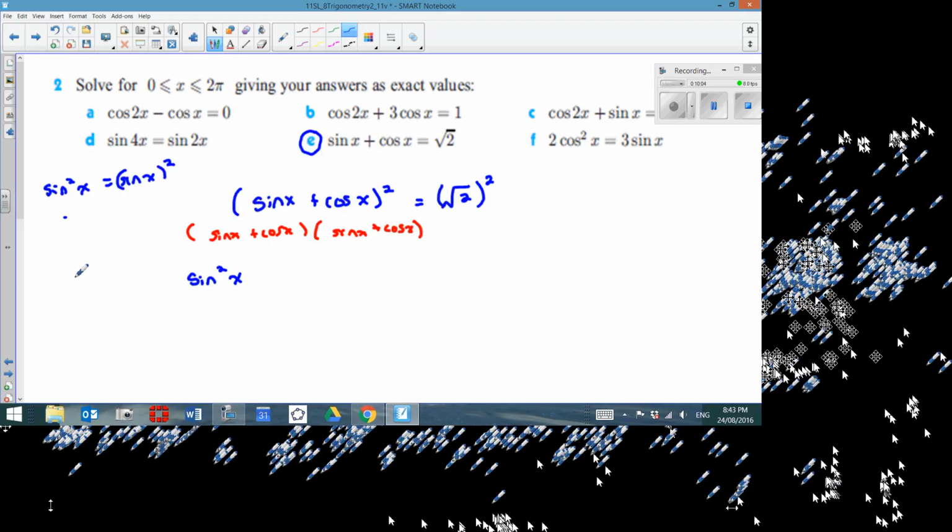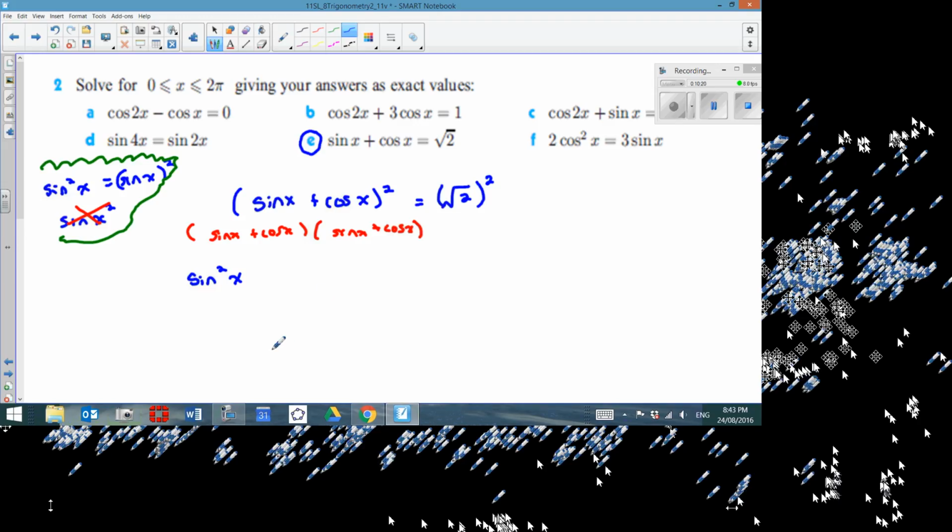Please never write sine x squared. That is not the same thing. All right, so just a side note as I've been looking at work over the last few days. Okay, just keep that in your head for future. All right, so back to our question.